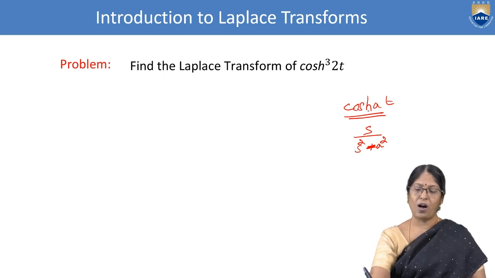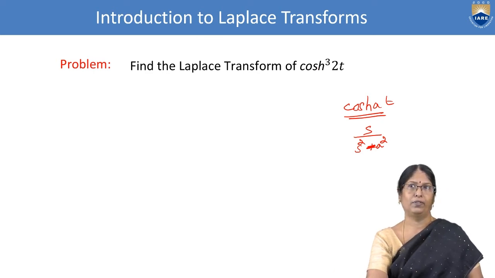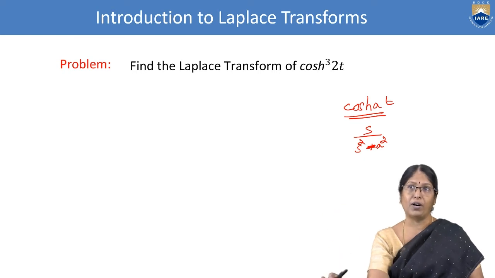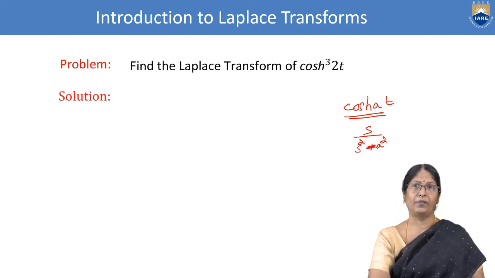But here cos h is there, it's okay. But here we have cos h cube. So if the trigonometric terms are dominating in our problem and they have power, we have to substitute the relevant trigonometric formula. That is the first point we have to keep in our mind.